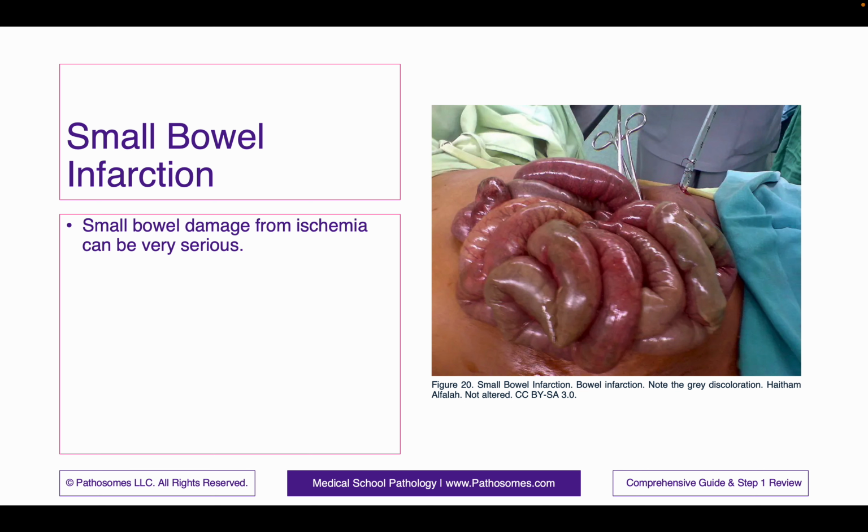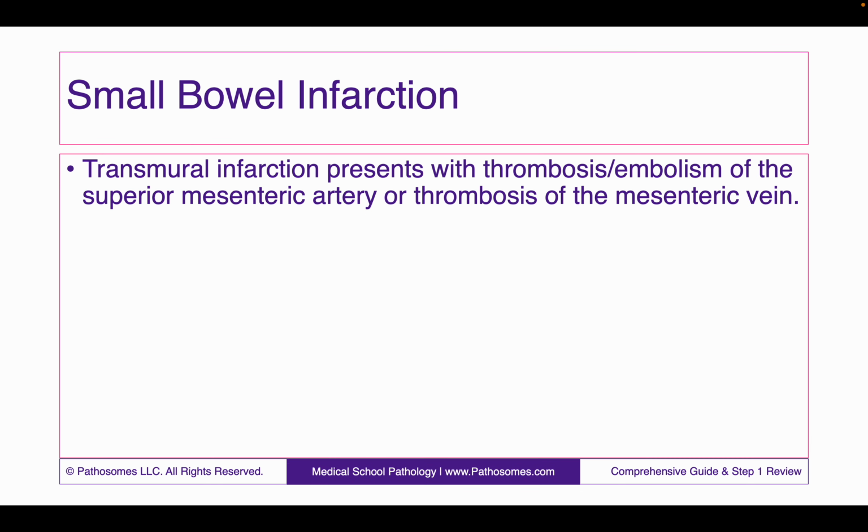Now let's talk about this, because this is intense. Small bowel infarction, okay? Small bowel damage from ischemia can be serious. Note this gray discoloration on this person's small bowel, indicating the infarction that's taken place. With a small bowel infarction, a transmural infarction presents with thrombosis or embolism of the superior mesenteric artery or thrombosis of the mesenteric vein.